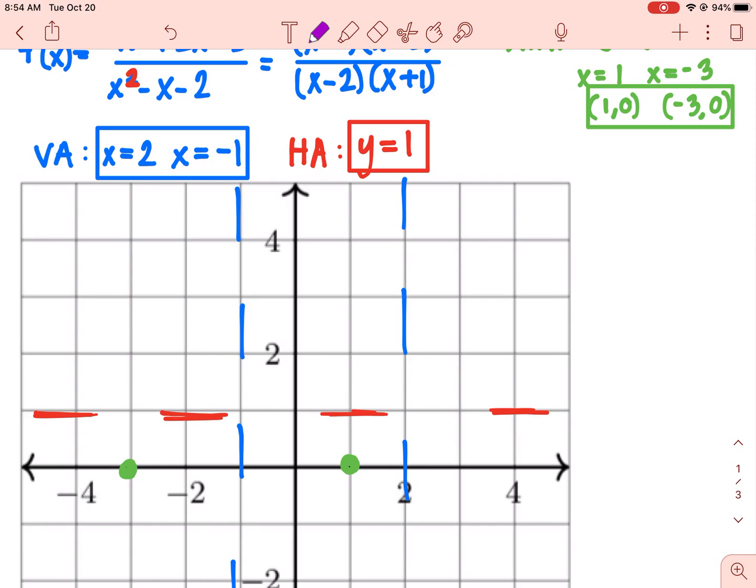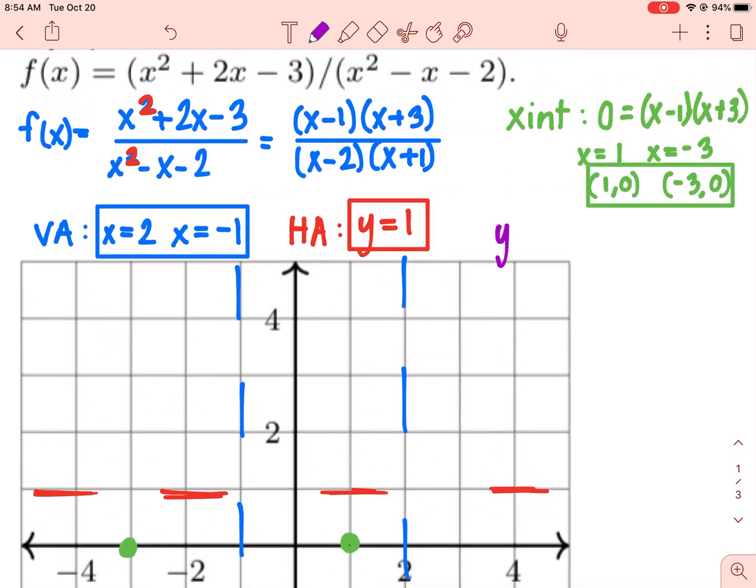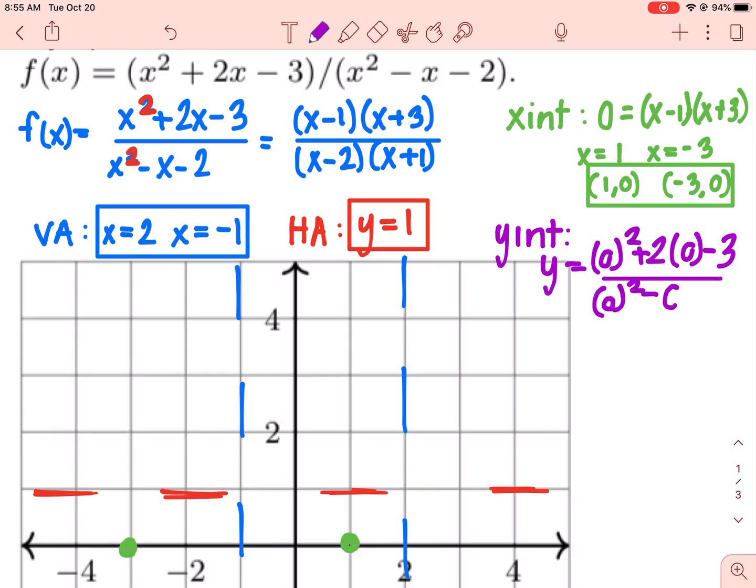Y-intercepts are next. Set x equal to 0 and solve. I think in this case it might be easier to use the original equation, because then you can do 0 squared plus 2 times 0 minus 3, all over 0 squared minus 0 minus 2. So I'm getting -3 over -2, which is 3/2. So the point (0, 3/2) is what I can graph for my y-intercept, which is about 1.5.